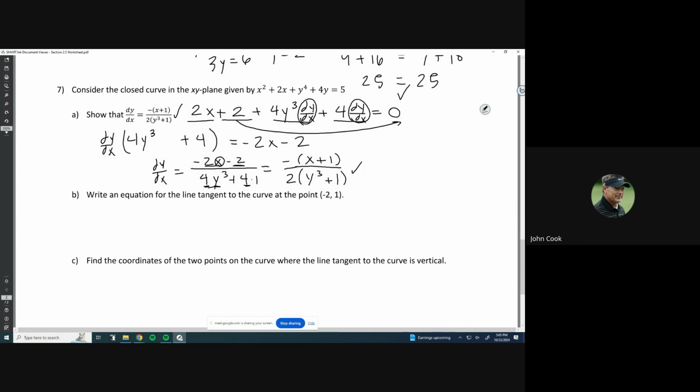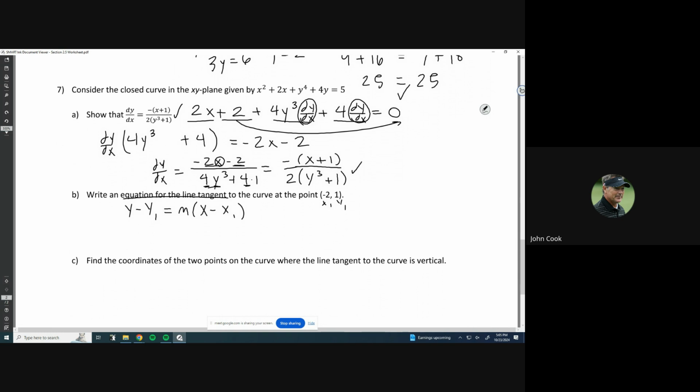Next, write an equation for a line tangent to the curve at the point negative 2, comma 1. So when you have to write an equation of a tangent line, that means that you got to write out a linear equation. So the one that you're told to use is point slope form, which looks like this: y minus y1 equals m times parentheses x minus x1. And this is really nice because when they ask you to do that, they usually give you a coordinate, and that's going to be your x1 and y1 values.